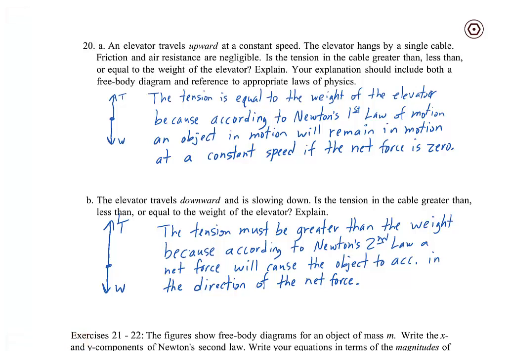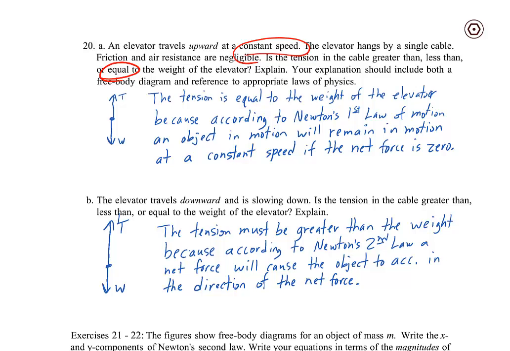Moving on to number 20. Elevator travels upward at a constant speed. Well, this is the key word. If it's a constant speed, that means all the forces are equal to 0. So is the tension greater than, less than, or equal to the weight? It has to be equal to the weight, because they need to add up to 0.